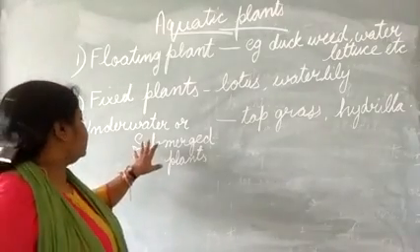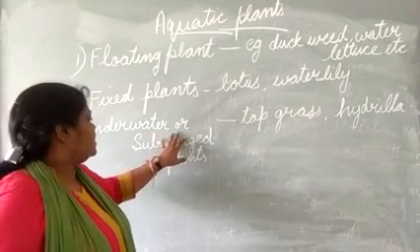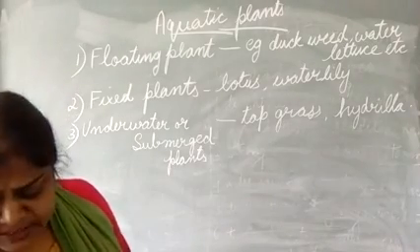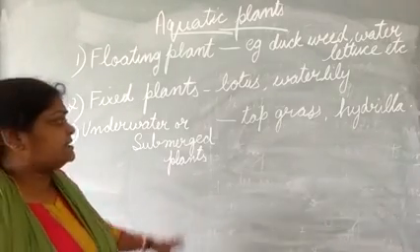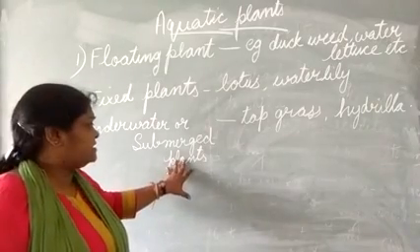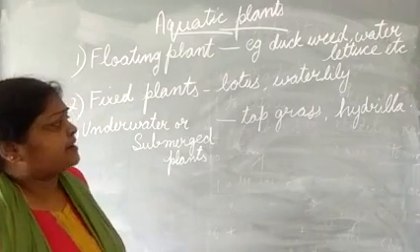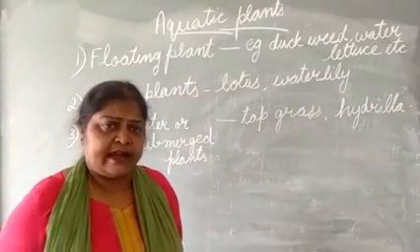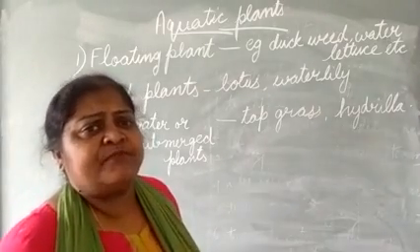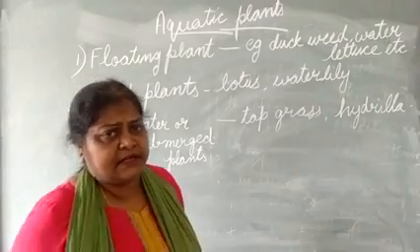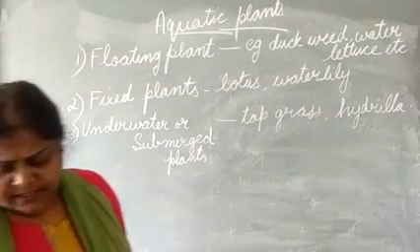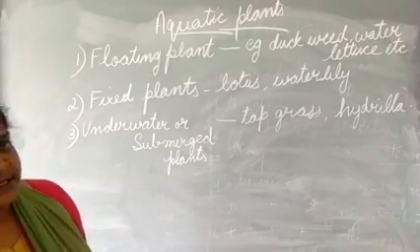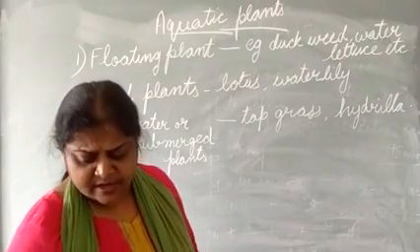Now the next one is the underwater or submerged plant. What is the example of this type of plant? Tape grass or hydrilla. These types of plants live inside the water, and their roots are fixed in the muddy soil.